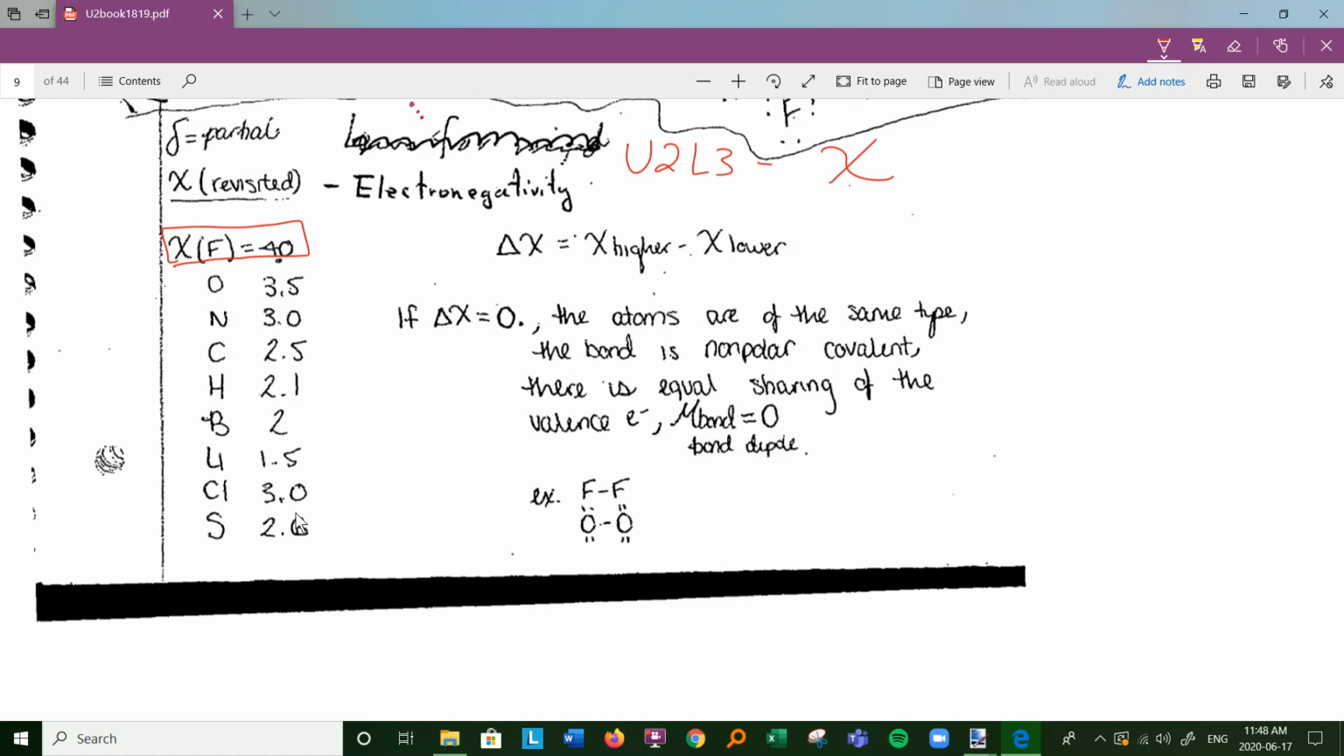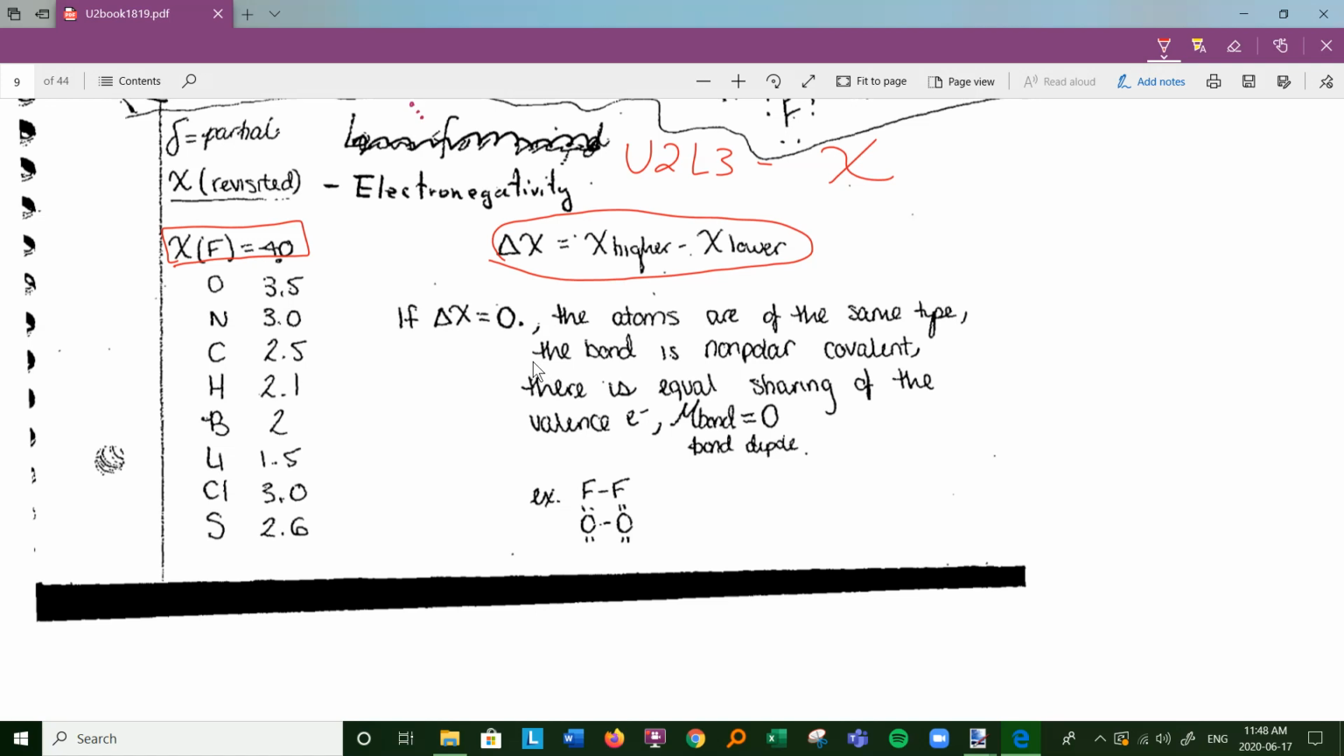Metals have lower electronegativities in general than nonmetals. And what we want to look at is the electronegativity difference, delta chi. This is uppercase Greek letter delta chi, so it's the higher value minus the lower value. We're also going to look at lowercase Greek letter delta, which means partial, which means less than 1.